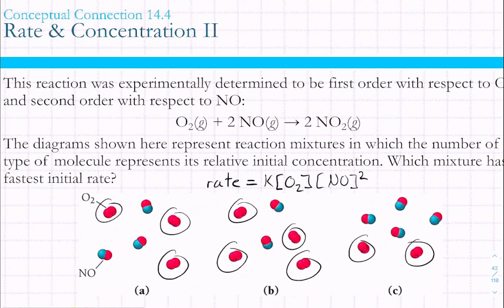So if you were making nitrogen dioxide in an industrial process, you'd want to get as much nitrogen monoxide in there as possible, because that's what's going to speed up your reaction the most, right? You'll be able to produce more by adding that nitrogen monoxide. Meanwhile, changing the oxygen concentration is not going to have as much of an effect.